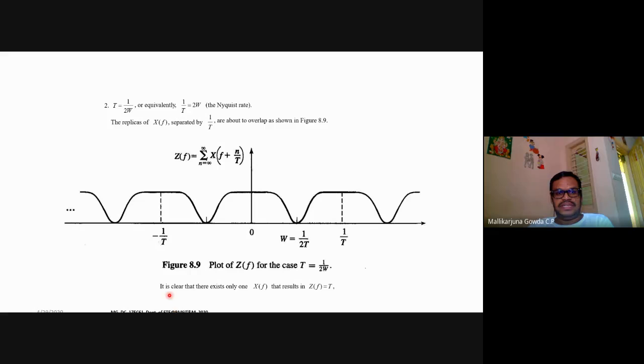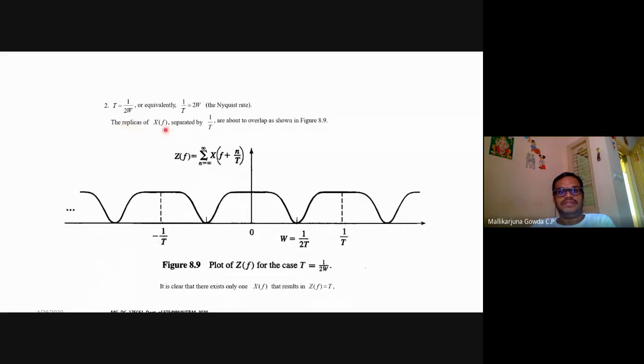So it is clear that there exists only one X(f) that results in Z(f) equal to T, that is when T is equal to 1/2W. I hope you are understanding this waveform. So I said 1/T is equal to 2W, that is the Nyquist rate.